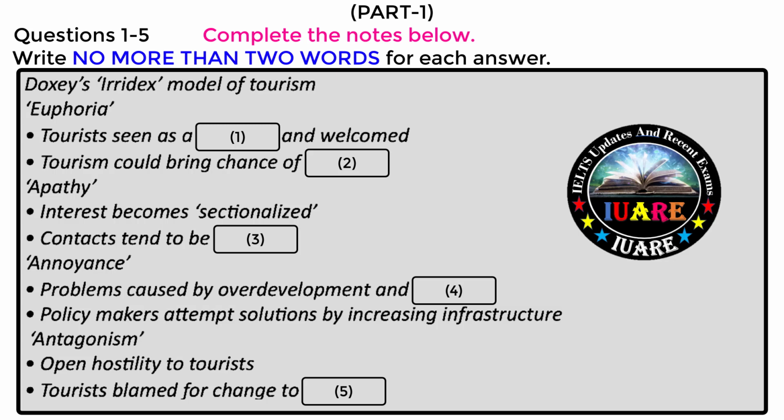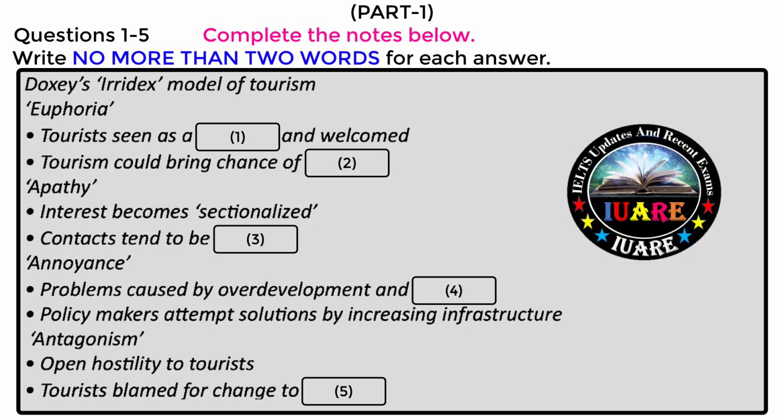As tourist development begins to increase, however, local interest in the visitors becomes sectionalized. That means that some sections of the local population become involved with tourists, while others don't. And it is increasingly the case that commercial rather than social factors are influencing relationships between tourists and the host community. People are less interested in the tourists for their own sake. Doxey calls this stage apathy.